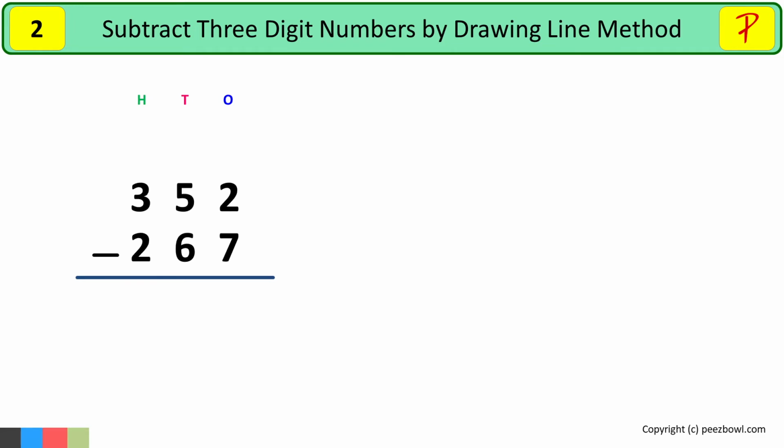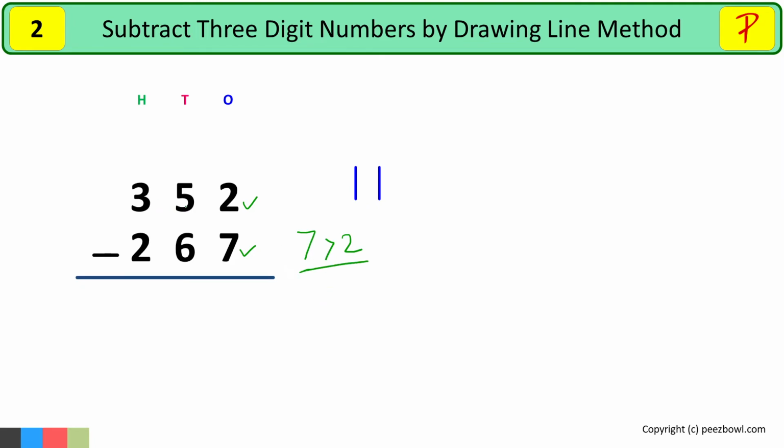Okay. So we need to start subtraction from ones place. In 352 there is 2 at the ones place, so I will draw 2 lines here. In 267 there is 7 at the ones place, and we need to subtract 7 from 2. This is not possible because 7 is bigger than 2.